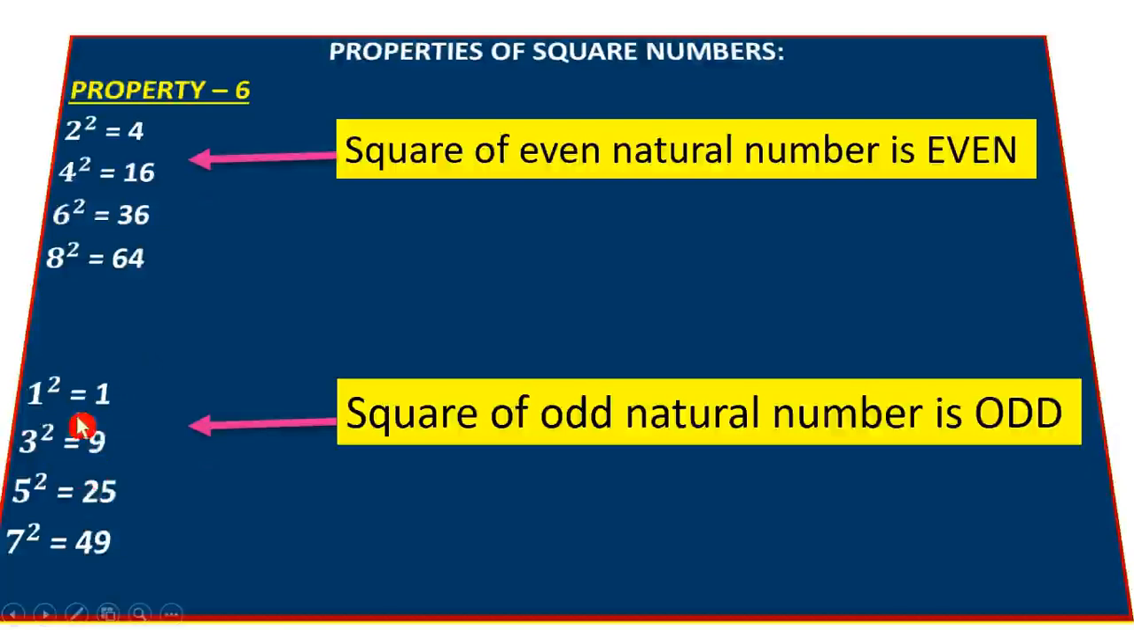Now look here down. 1, 3, 5 and 7 are all odd numbers, and their squares: 1 square is 1, 3 square is 9, 5 square is 25, 7 square is 49. Here 1, 9, 25 and 49 are all odd natural numbers. So here we can conclude that the square of an odd natural number is always odd.